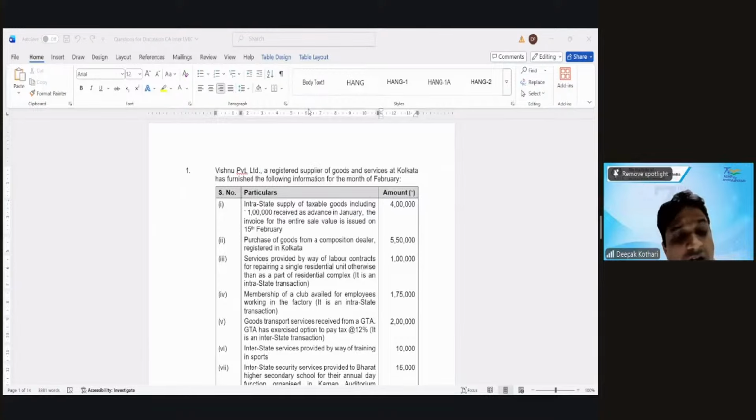Okay, Gayatri is saying invoice received on 15th February. Invoice is not received, invoice is issued. Okay. He has made intrastate supply. So he has supplied and received the advance in January and the invoice was raised in February.